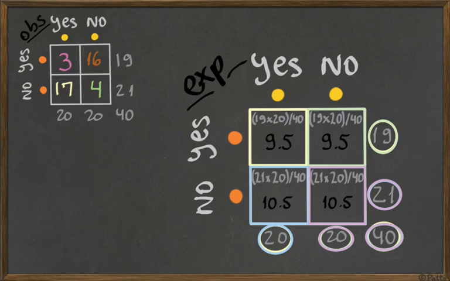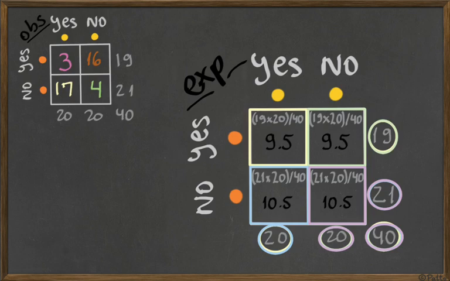So if these two organisms were distributed by chance, with the distribution I have on the left, the expected ratio would be 9.5 of the squares with both, 9.5 with only oranges, 10.5 with only yellows, and 10.5 with neither of them, so it should be blank in this case because we only have those two species. But we didn't find those numbers. We got numbers that are slightly different.